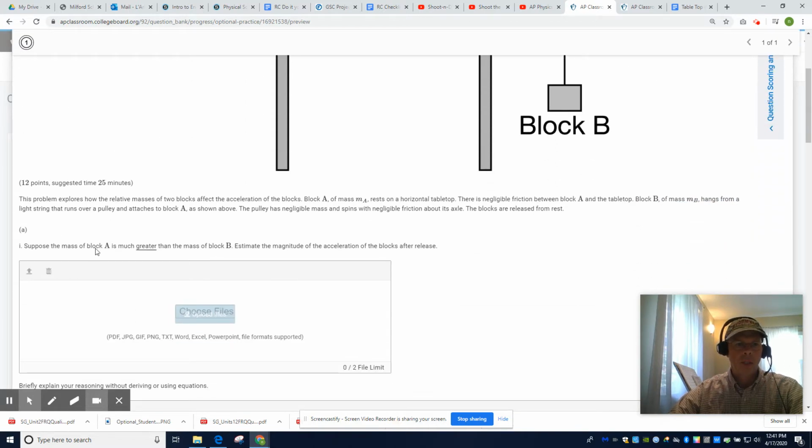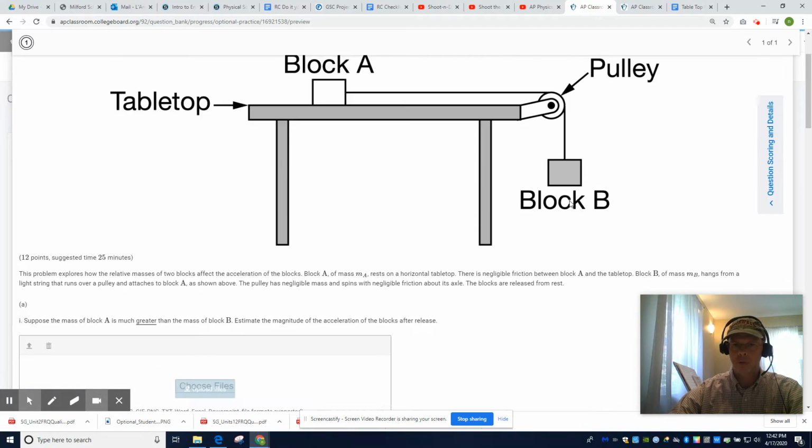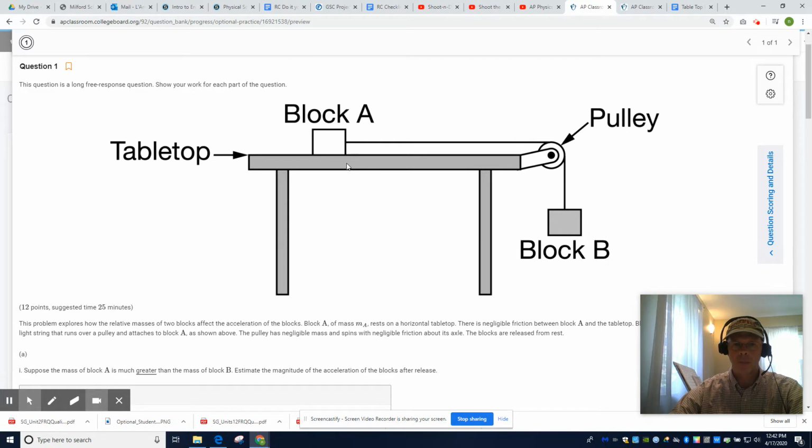It says, suppose the mass of block A is much greater than the mass of block B. Estimate the magnitude of the acceleration of the blocks after release. Oh, first of all, the pulley has negligible mass, spins with negligible friction, and there is negligible friction between block A and the table.